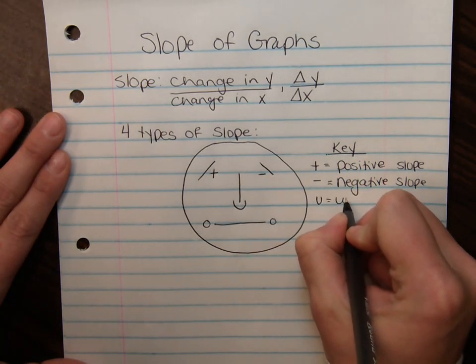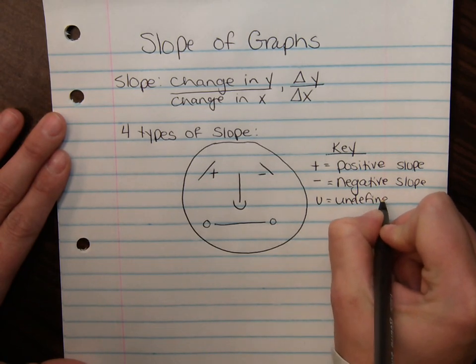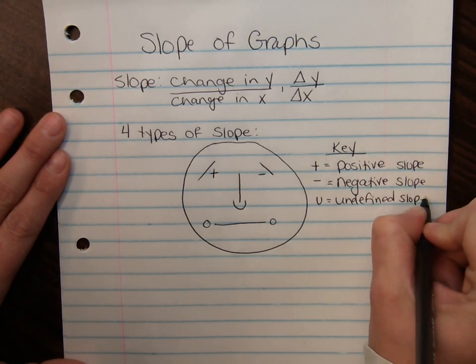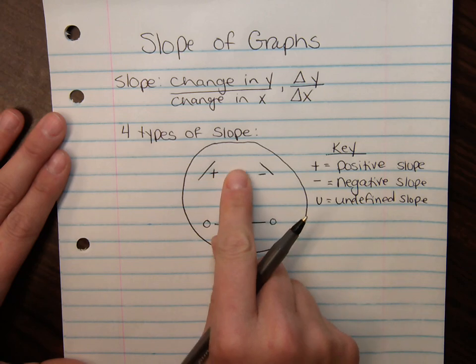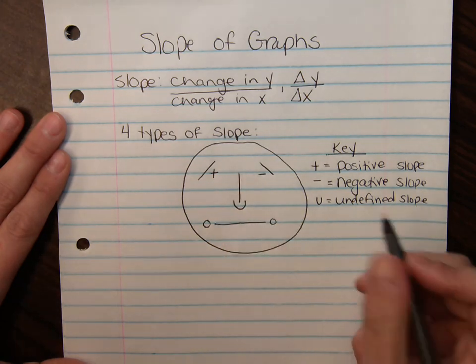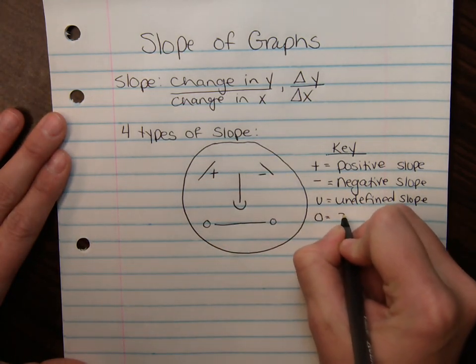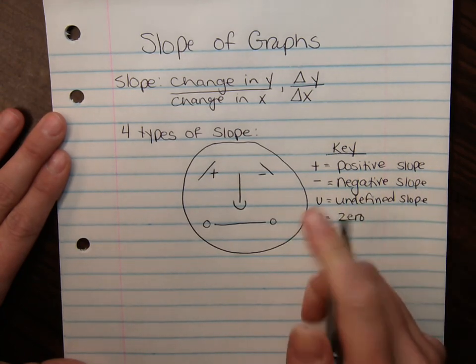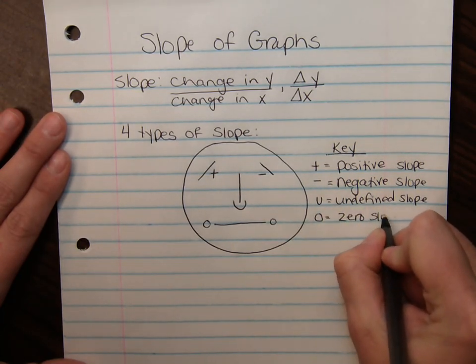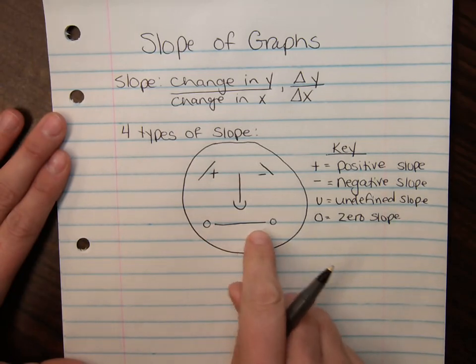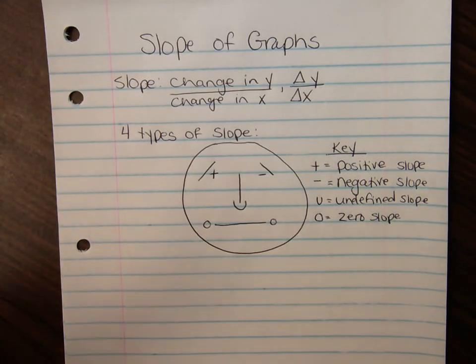The U means undefined. Okay, when you see a line that's going up and down, that's going to be an undefined slope. And the zeros mean zero slope. That means the number 0. So when you have a horizontal line, you're going to have a 0 slope.